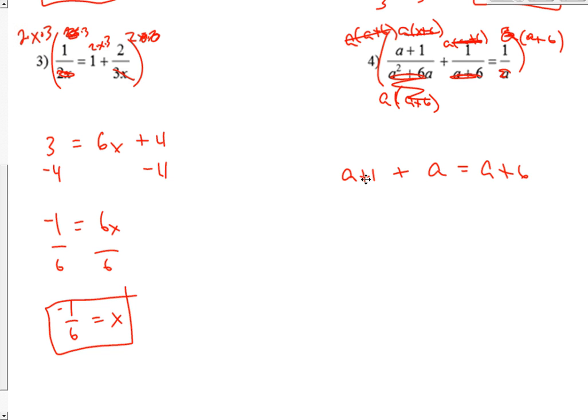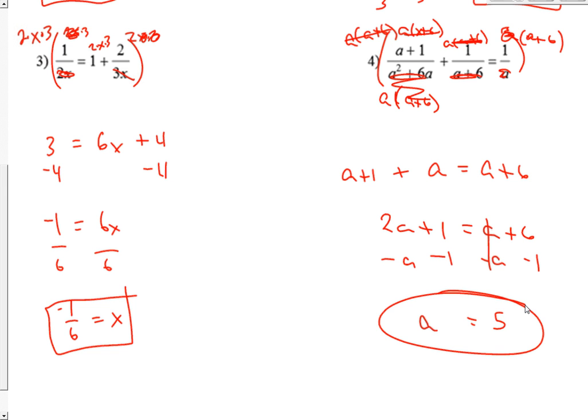So when we combine like terms on the left side, we get 2a plus 1 equals a plus 6. I will subtract the a. That will cancel the a out there. I'm left with a on the left-hand side. When I subtract 1, 6 minus 1 is 5. I am left with a equals 5.